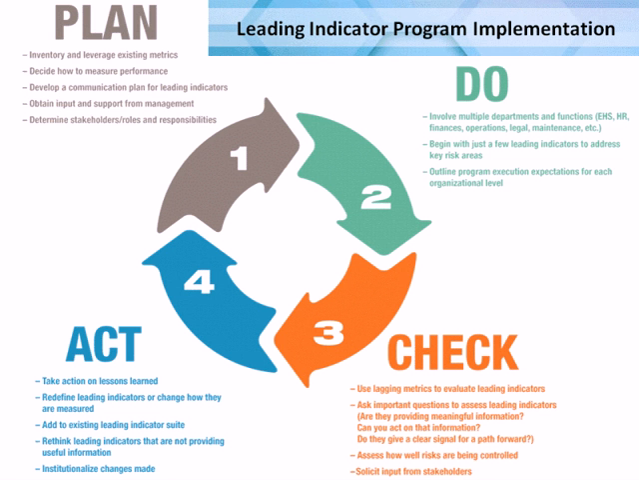And lastly, in the act stage, you'll see tips on how our Institute organizations react to that information that their leading indicators provide them, such as redefining their indicators or maybe changing how they're measured, adding to their leading indicator suite, rethinking indicators that aren't providing useful information, and this all feeds back to the beginning of that cycle and the continuous improvement process. If you're interested in this graphic, you'll be able to find it in the pages of our white paper that you can find on our website. We will give you the URL for that in just a bit.